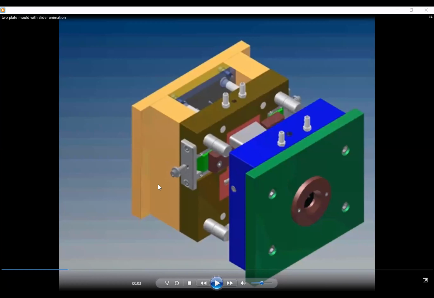Okay, can you see the player? Clear, sir. Okay.